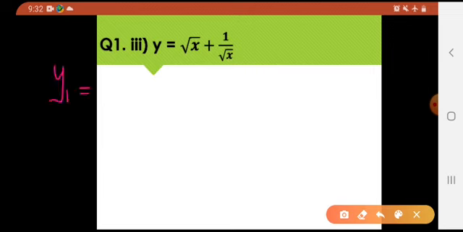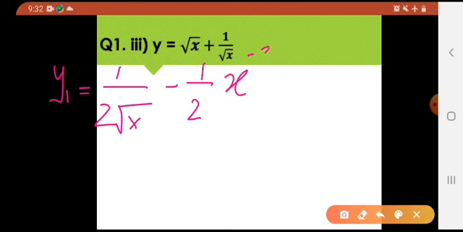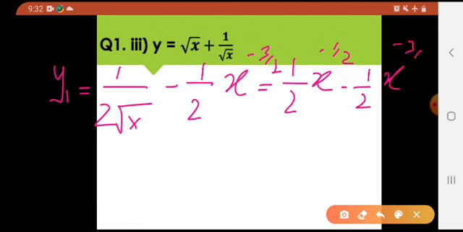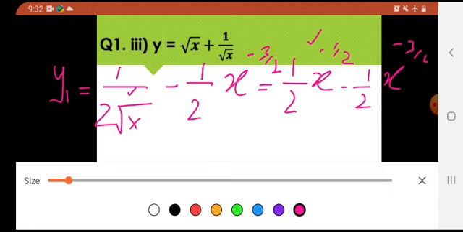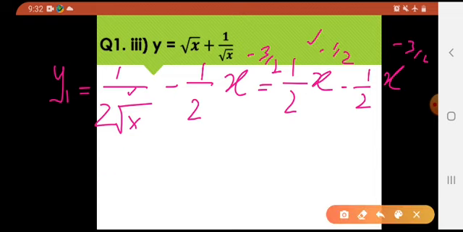So this was y1. I have to find y2. So I am going to write it as 1 divided by 2 x raised to the power minus 1 by 2, so that I can easily find out my derivative. What did I do? I took this radical of x to the numerator and it became x raised to the power minus 1 by 2. Now I am going to find my y2, like I will be taking derivative of this whole term again.